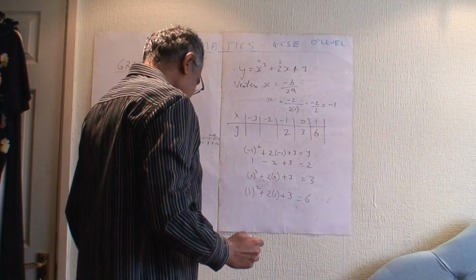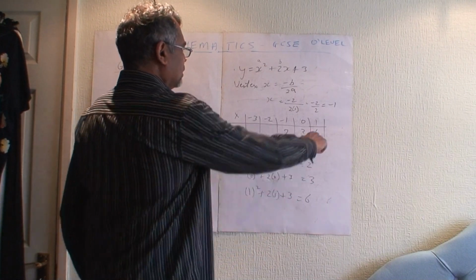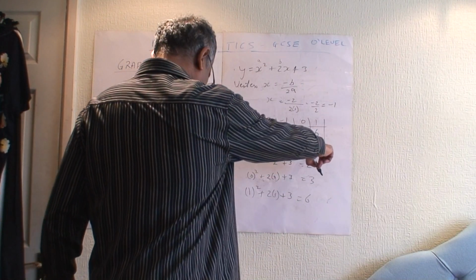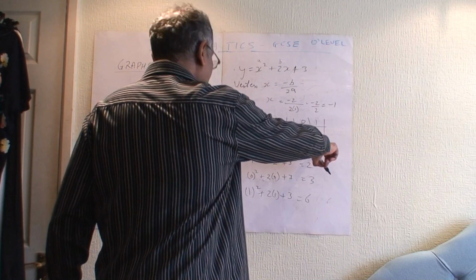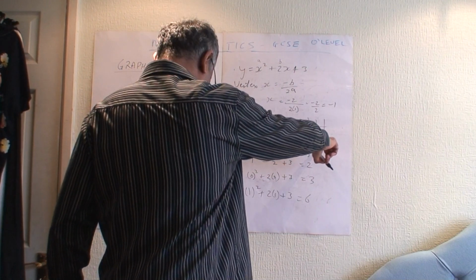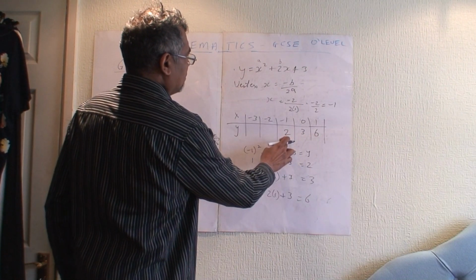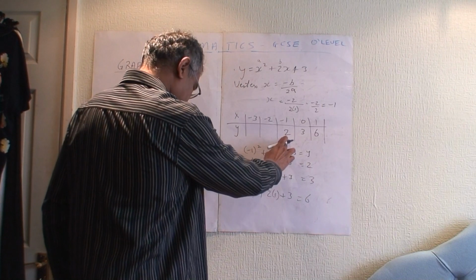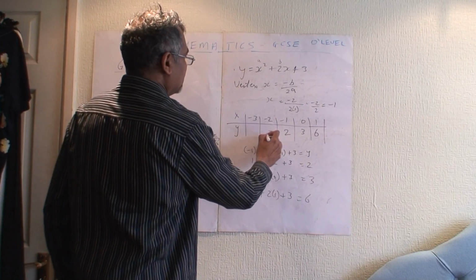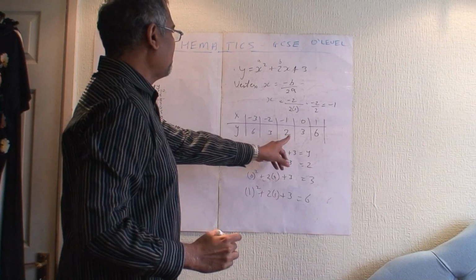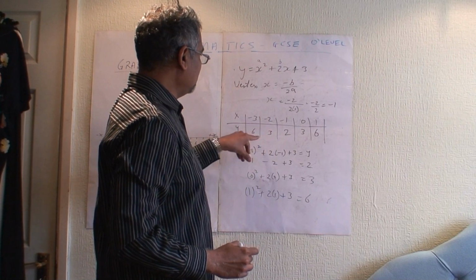So if we know the values like this, then we can say this will also be 3 and this will also be 6. You have 2, you have 3 and 6. This could be a 3 and this could be a 6.